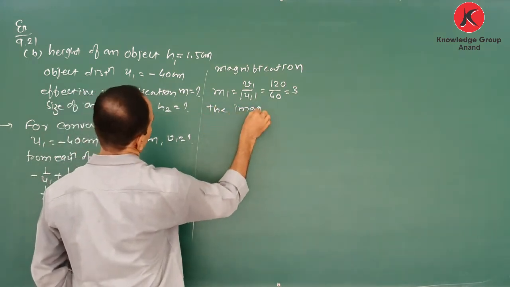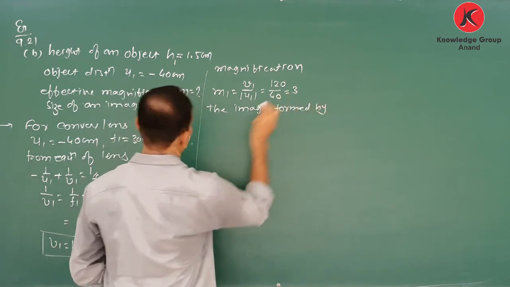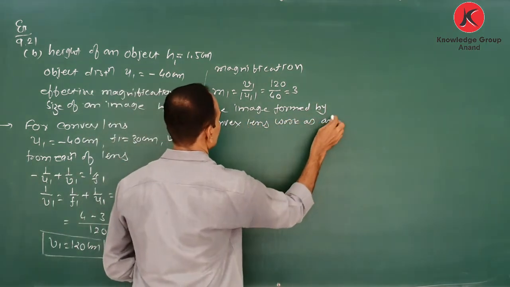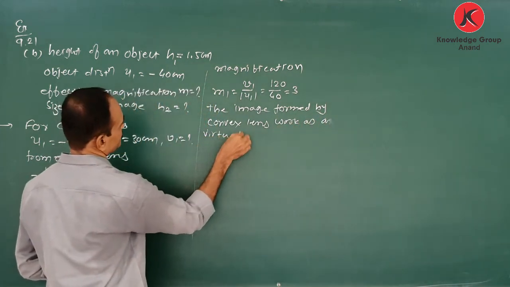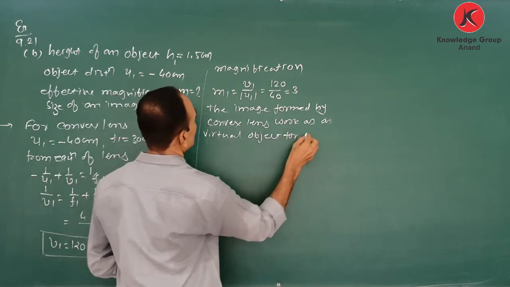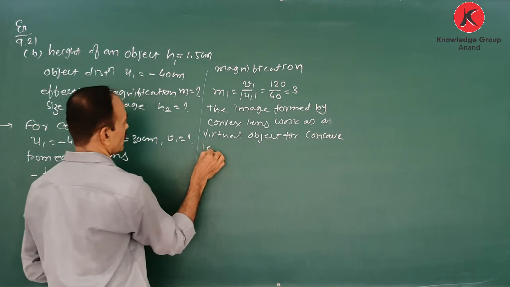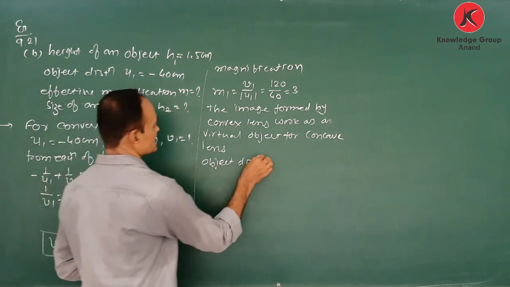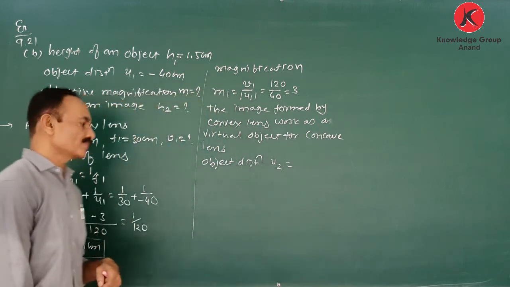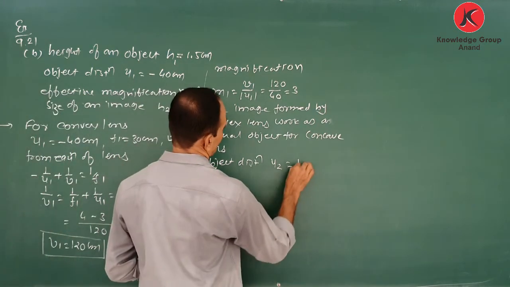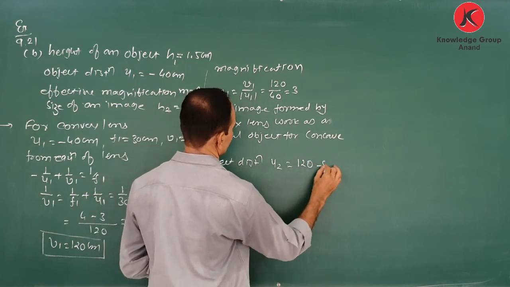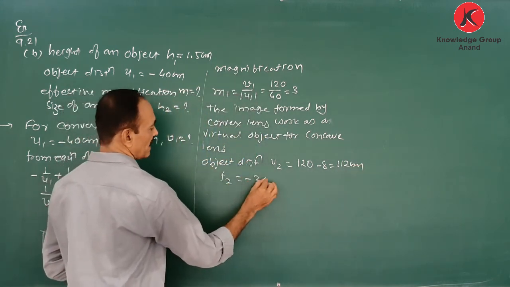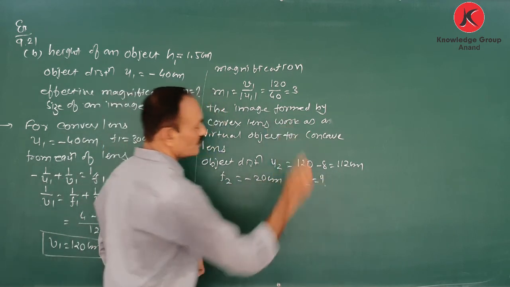The image formed by the convex lens works as a virtual object for the concave lens. Therefore, object distance u2 is equal to, what is the u2? So 120 minus 8. 120 minus 8 is equal to 112 centimeter. Focal length of the concave lens f2 is minus 20 centimeter. We have to find out the v2.